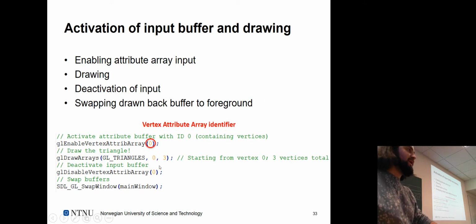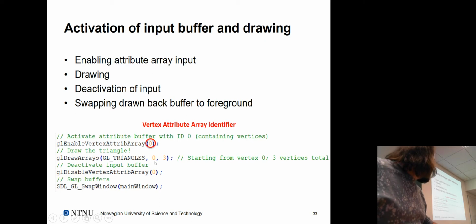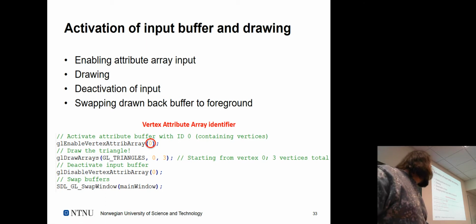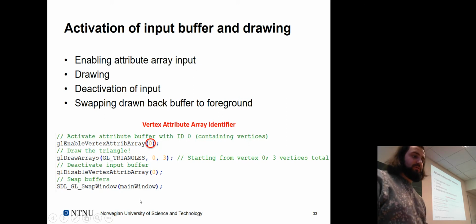If we want to draw 5 triangles, we can write, starting from the same 0 and having 15 in total, if we want to have separate ones, or we can have different ones. We will see geometric primitives because the same vertex can be used several times in several different triangles. And then, when we enable the usage of this one, we deactivate this input buffer, and then using this SDL function, swap the buffers to visualize.